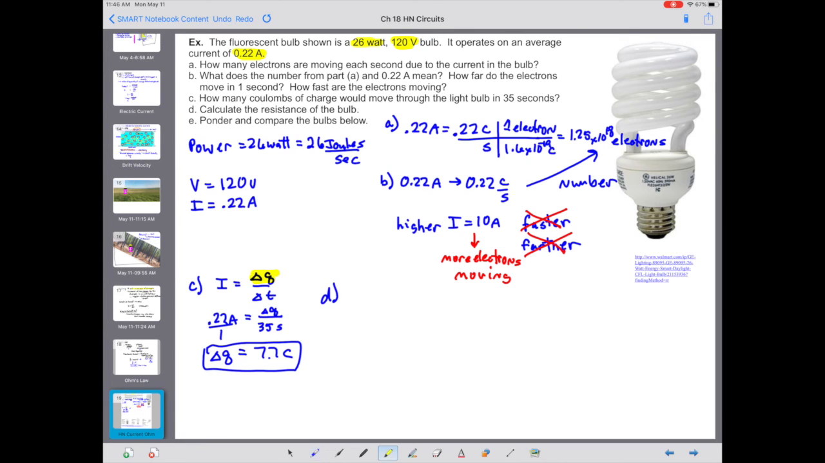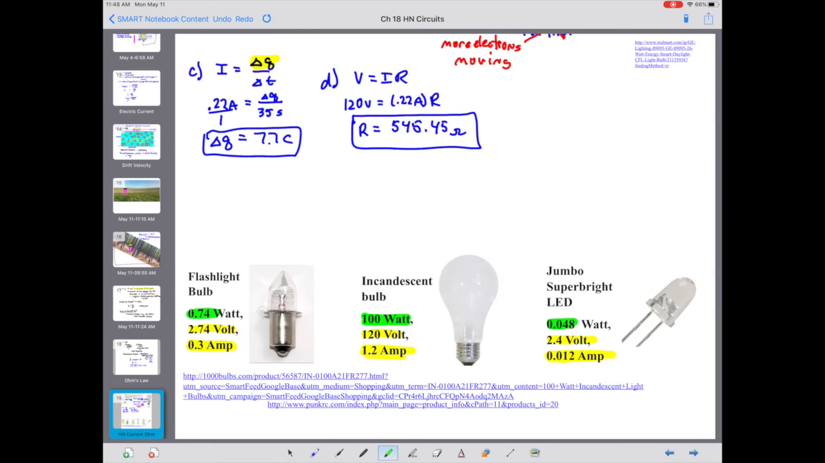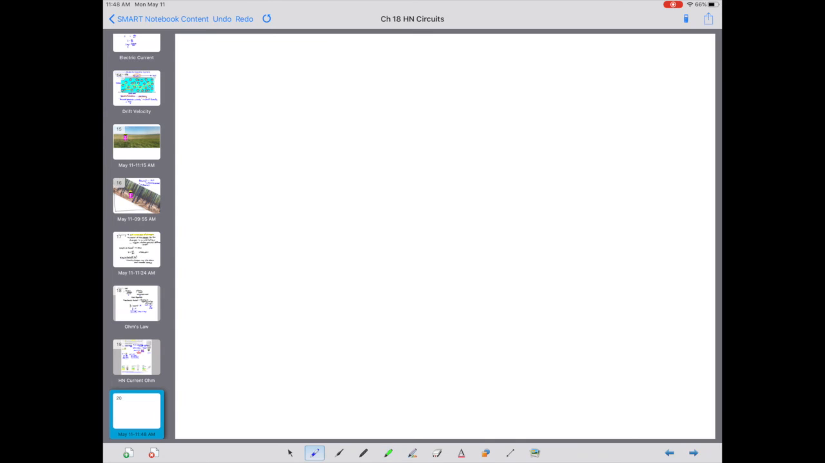Part D. Calculate the resistance of the bulb. Knowing our voltage and knowing our current, we're able to use Ohm's law for this. V is equal to I times R. For V, we put 120 volts in. I is 0.22 amps. And then our resistance is the unknown. So then when we divide, we will get a resistance of 545.45 ohms.